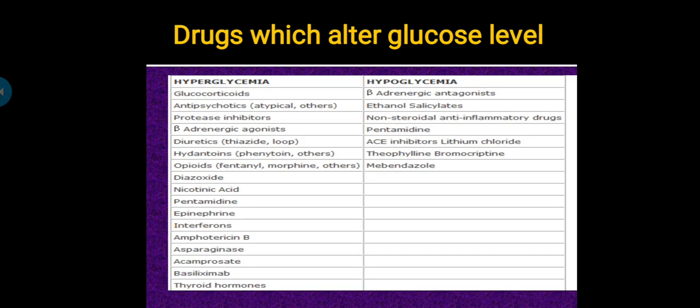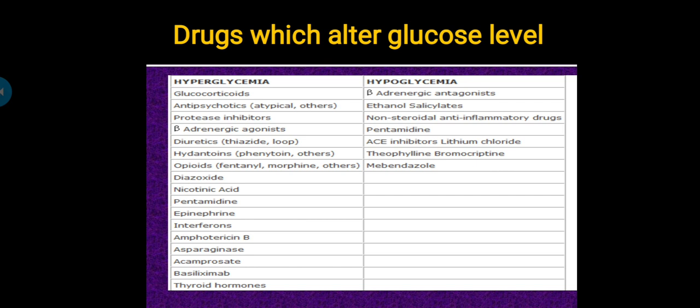So what are the drugs responsible? Drugs which alter the glucose level, there is a long list. Most importantly, we have to know glucocorticoids and antipsychotics. Atypical antipsychotics like olanzapine, clozapine, risperidone can cause hyperglycemia. Protease inhibitors, we all know, like indinavir, lopinavir, ritonavir, can cause hyperglycemia.